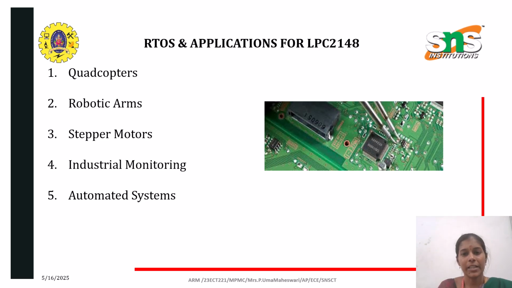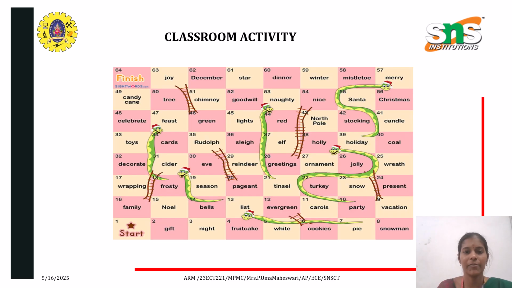And for RTOS applications of LPC2148, this specific picture shows its use in calculators. I have used this slide for better understanding. For a robotic arm, the point indicated is called a step. It is used for calculators, stepper motors, industrial monitoring, automated systems, and more.